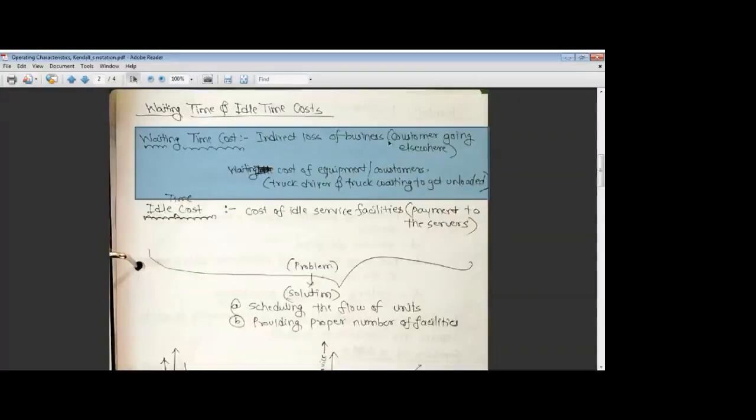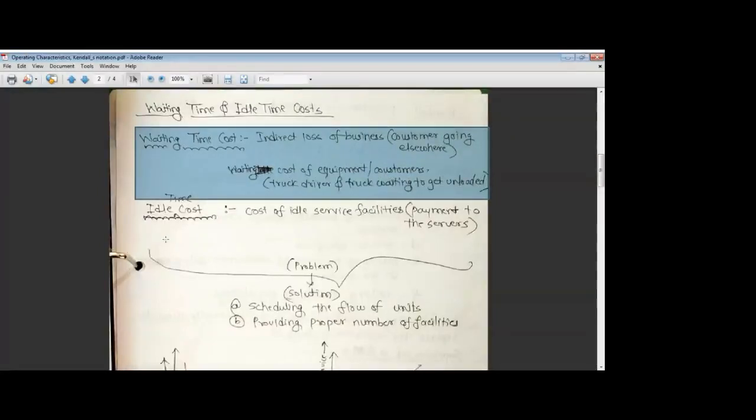The customer will not enter a queue that is very big, and he will go elsewhere for his service. That is the indirect loss of business. This waiting time cost also includes the waiting cost of the equipment or the customer. For example, if a truck has come to get loaded or unloaded, the truck driver and the truck are waiting to be unloaded or loaded. That is the waiting cost of the customer or equipment, and together this can be termed the waiting time cost.